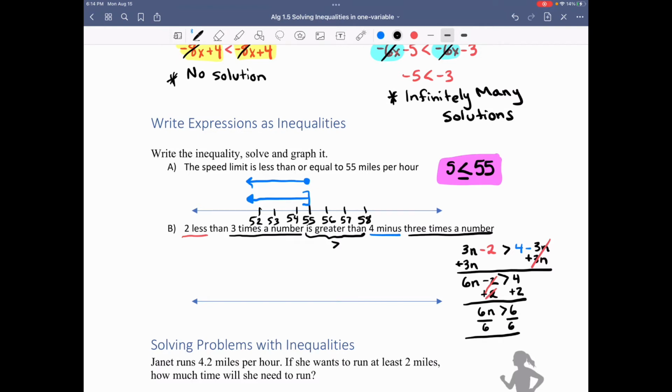6 divided by 6 is just n. And the greater than stays greater because we divided by a positive. 6 divided by 6 is 1.